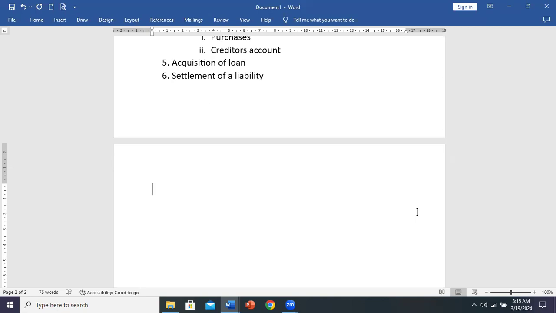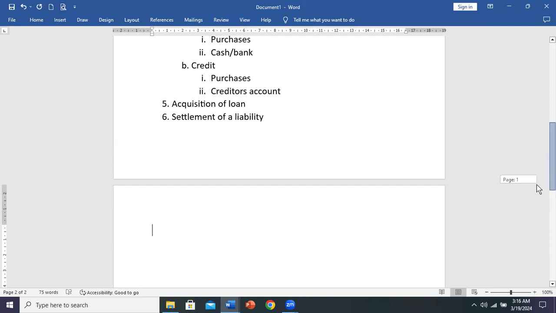No problem. Let's continue. Okay, so I was just making reference or doing summaries of what we've discussed so far from yesterday, starting from investment by the owner, purchasing an asset, sale of goods, purchase of goods, acquisition of a loan, and settlement of a liability.